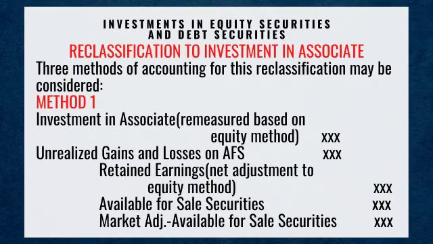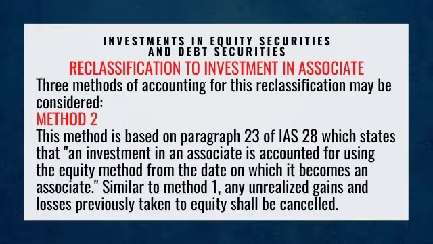Debit unrealized gains and losses on available for sale securities. Credit retained earnings, net adjustment to equity method. Credit available for sale securities. Credit market adjustment, available for sale securities.